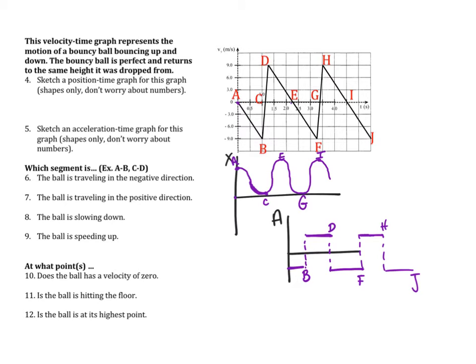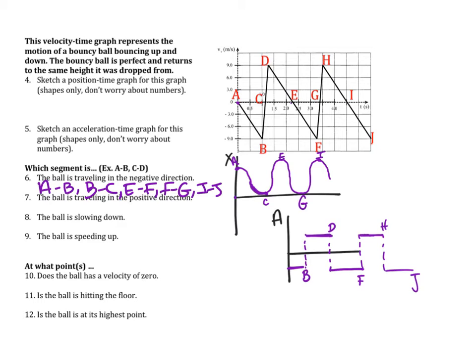These are asking you for a time segment, for example, A to B or C to D. So I'm looking for line segments for this. When the ball is traveling in the negative direction on a velocity time graph, what are you looking for? You're looking for when it's below the x-axis. So all of these line segments that are below the x-axis is what you want to write here. So you're going to have A to B, B to C, E to F, F to G, and I to J. Those are all the ones that are below the x-axis.